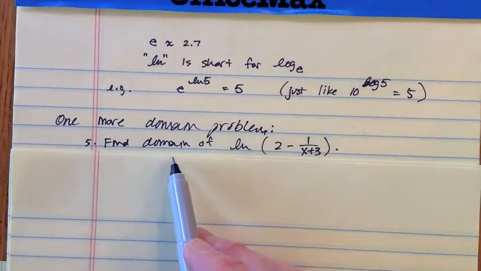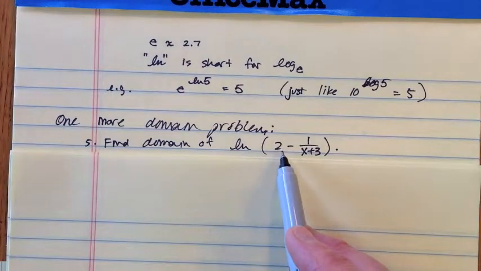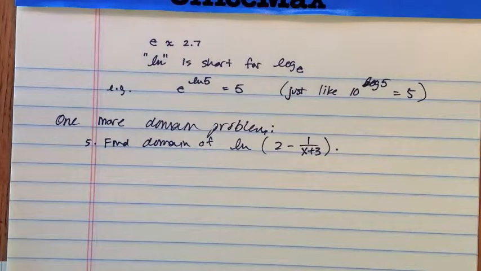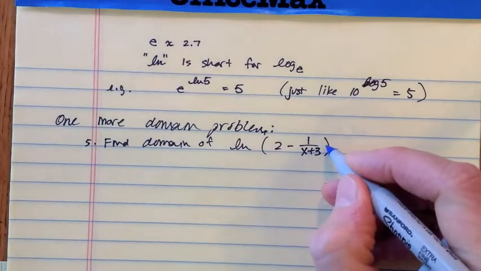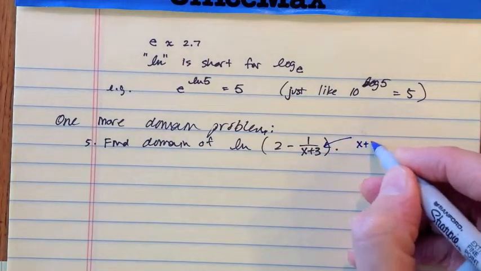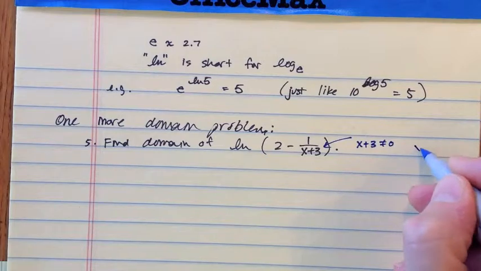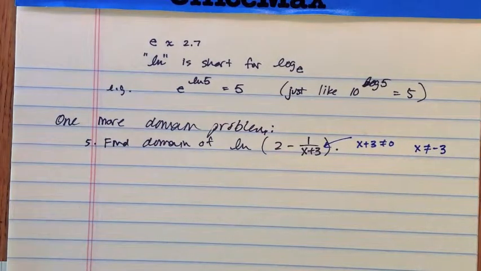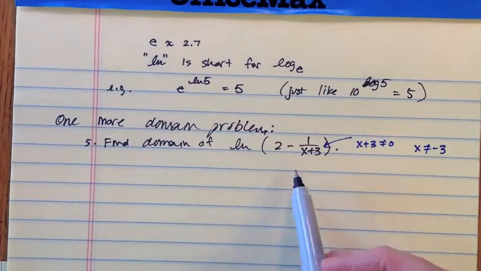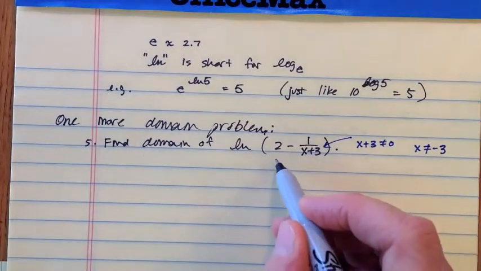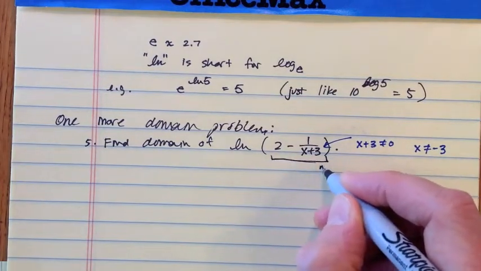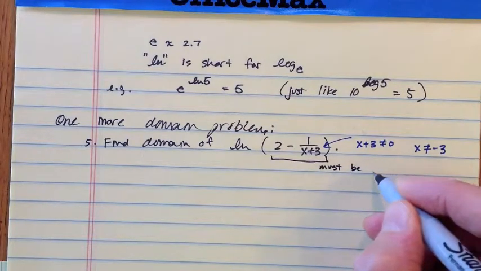Let's suppose the problem says, find the domain of the natural log of this, 2 minus 1 over x plus 3. Well, one thing I noticed is there's a fraction involved. So that fraction right there says that x plus 3 can't be 0. I need x to be different than negative 3. So I have to make sure I throw negative 3 out of this domain. But there's also a logarithm. The logarithm says the stuff inside here must be positive, or I can't take its logarithm.